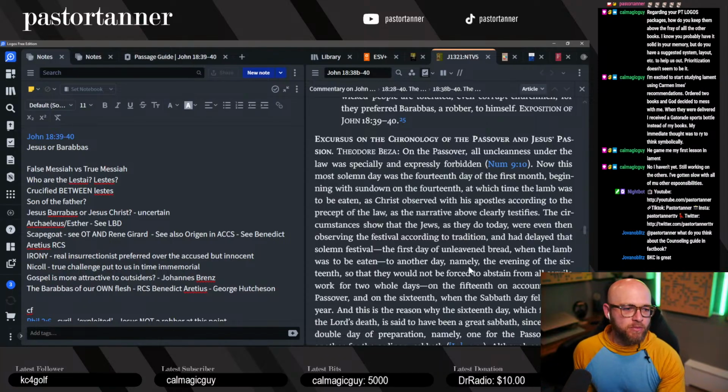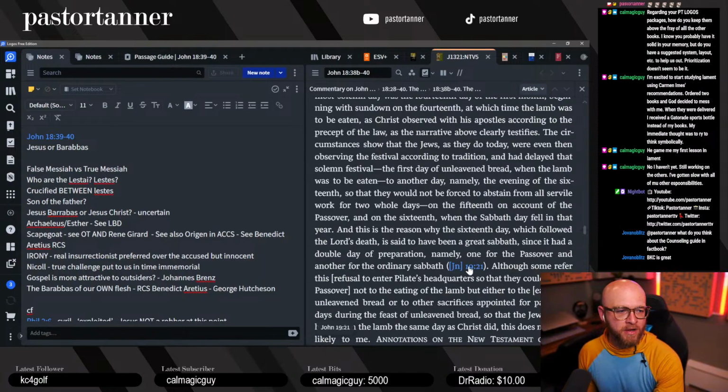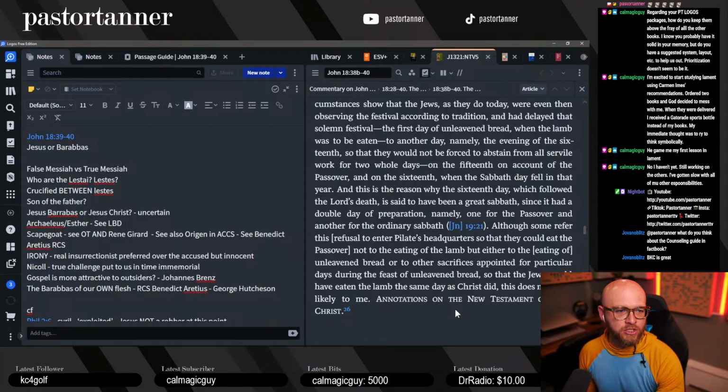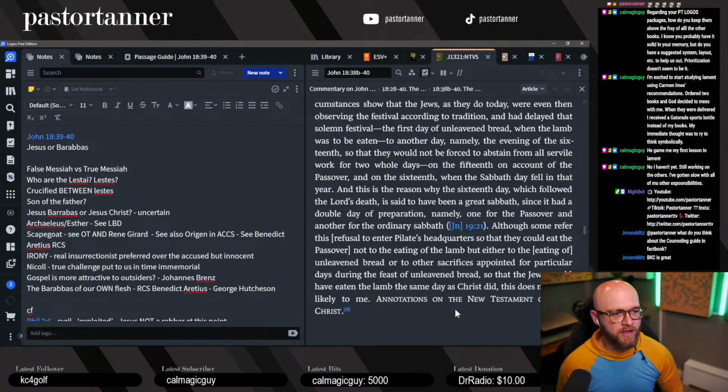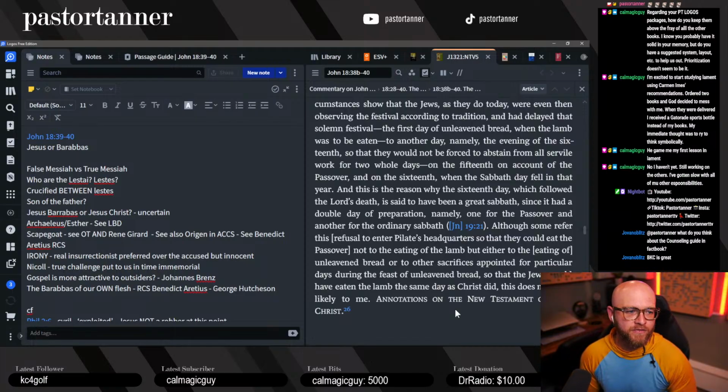Now, this most solemn day was the 14th day of the first month, beginning with sundown on the 14th, at which time the lamb was to be eaten, as Christ observed with his apostles according to the precept of the law, as the narrative above clearly testifies. The circumstances show that the Jews, as they do today, were even then observing the festival according to tradition, and had delayed that solemn festival, the first day of unleavened bread, when the lamb was to be eaten, to another day, namely the evening of the 16th, so that they would not be forced to abstain from all servile work for 2 whole days, on the 15th on account of the Passover, and on the 16th when the Sabbath day fell on that year.